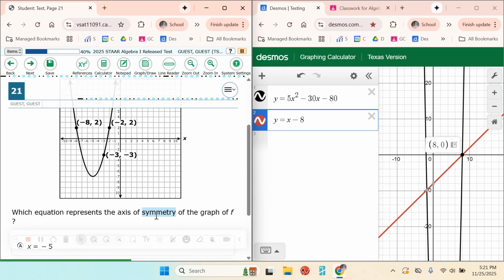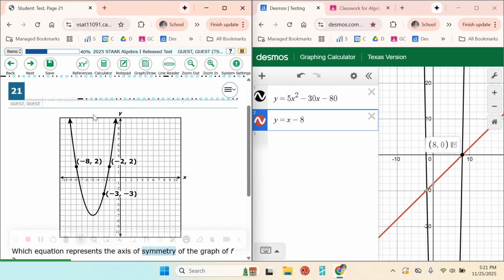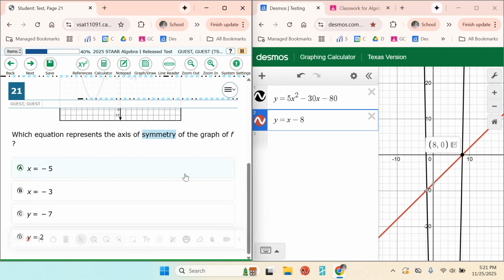Okay. When you see symmetrical, you think the same on both sides. So what that means, cut a line right down the middle of this graph. Look at the number that I just crossed. And again, this is the halfway point. The number that I just crossed was -5, and that -5 was an x value. Just like that, x = -5.